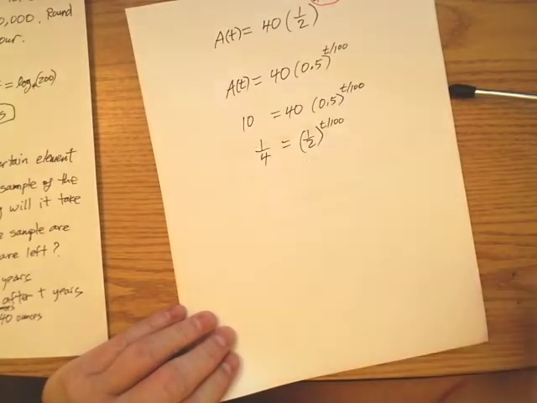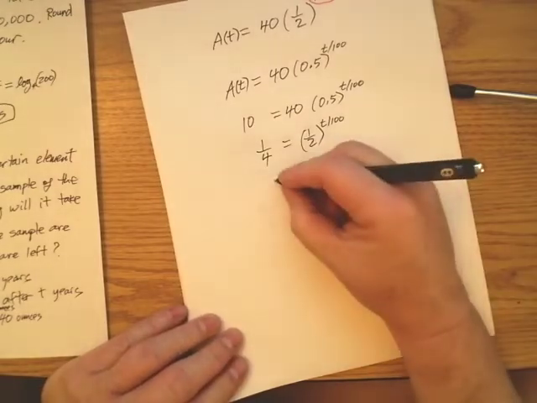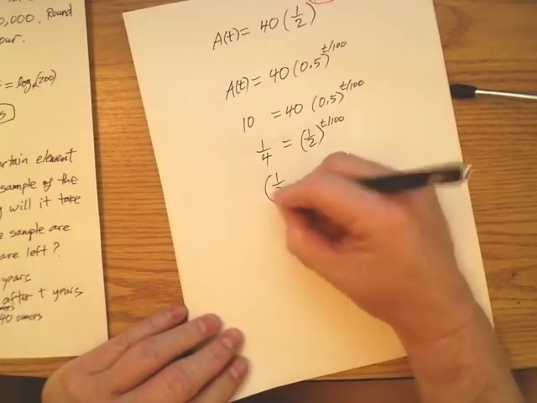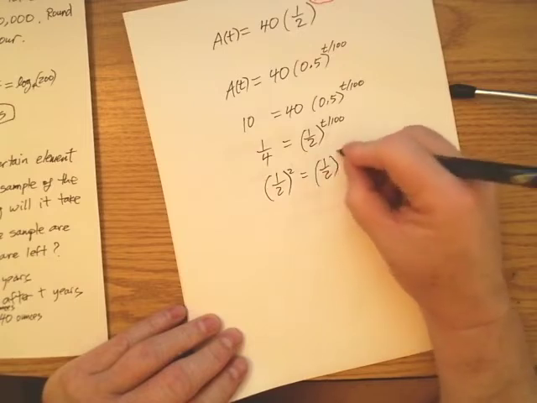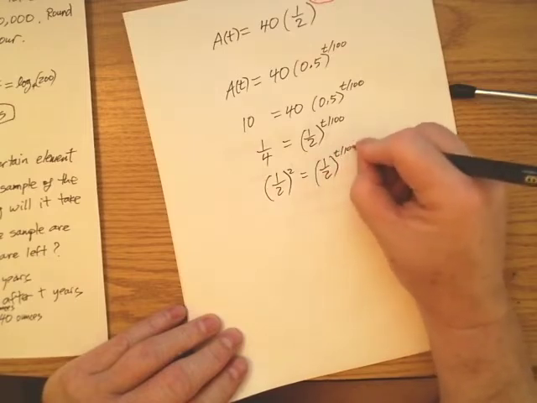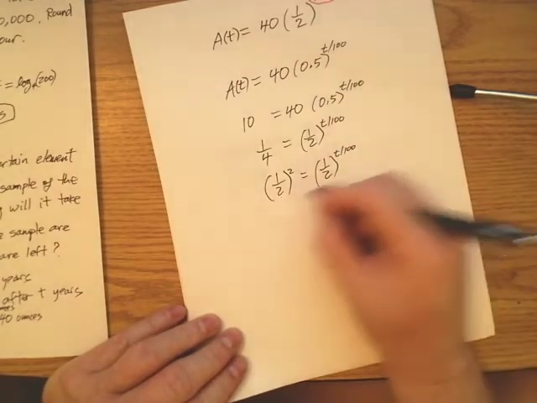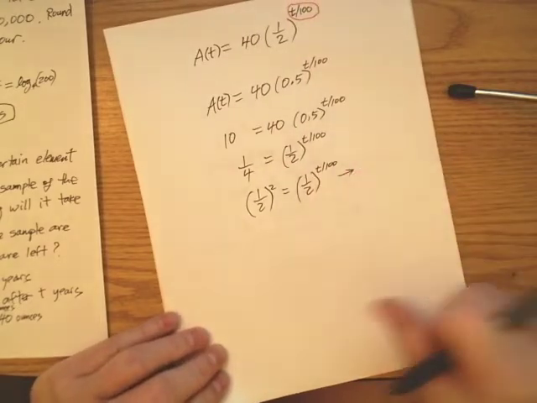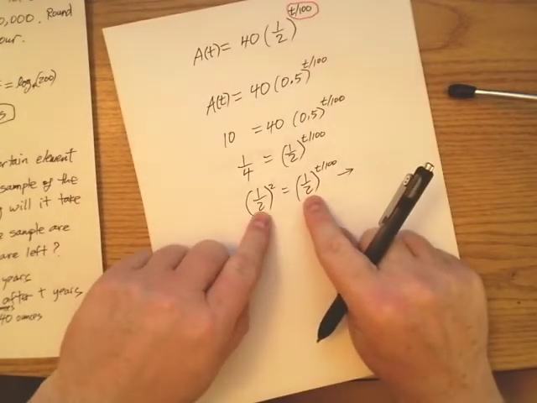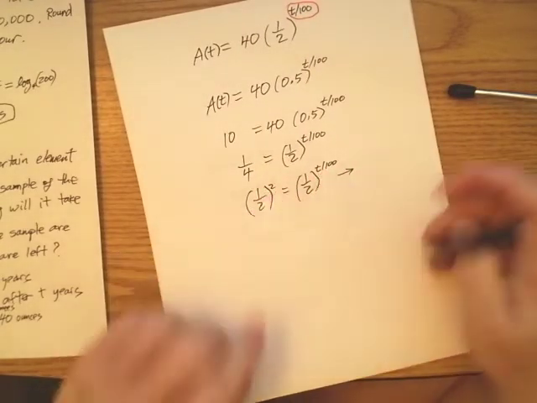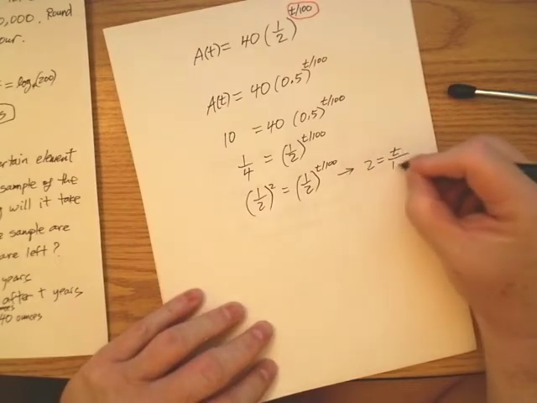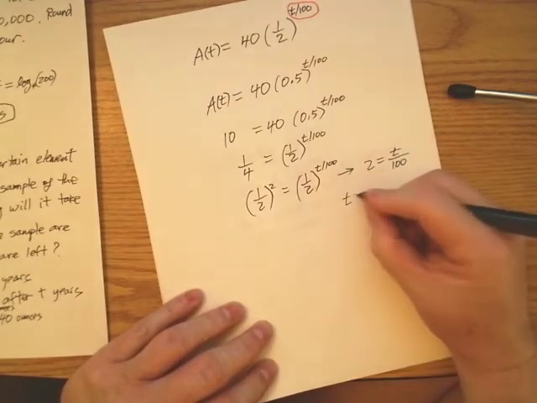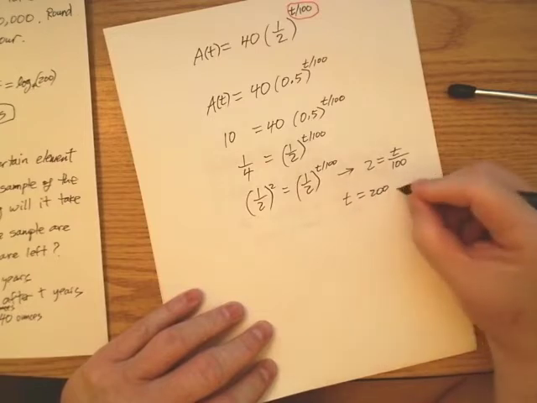10/40 is really 1/4 or a quarter. Wait a minute, I see a convenient common base. That's really a half squared. Look good? Now, remember, every exponential function is 1 to 1. Since these have the same base and they're equal, those exponents must be equal also. So I've got 2 is equal to t over 100. That implies that t is 200 years.